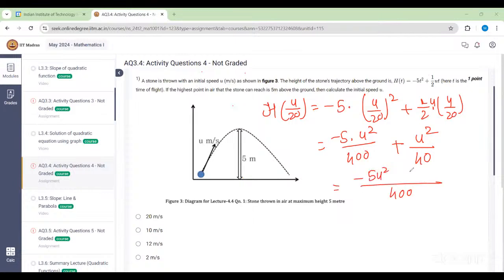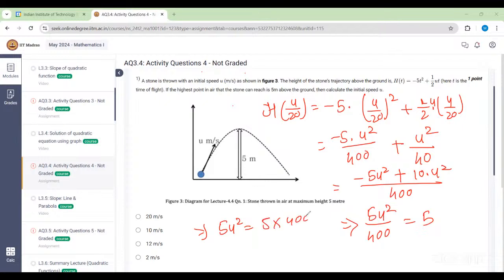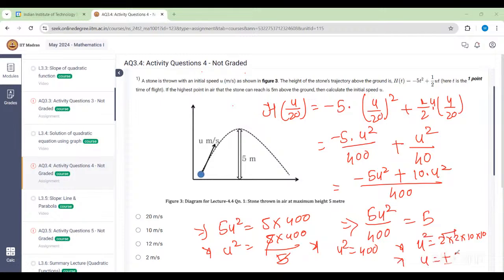This term will be as it is, and now plus 10 multiplied by u square. Why 10? Because if you divide 400 by 40, you'll get 10. So we'll get 5 of u square by 400, and it's given that this is equal to 5. So 5 of u square is equal to 5 into 400, that means u square is equal to 5 into 400 by 5. So 5 cancels out, and u square is equal to 400. 400 can be written as 2 into 2 into 10 into 10. If you take the square root, these pairs will come out, so we get plus minus 20.